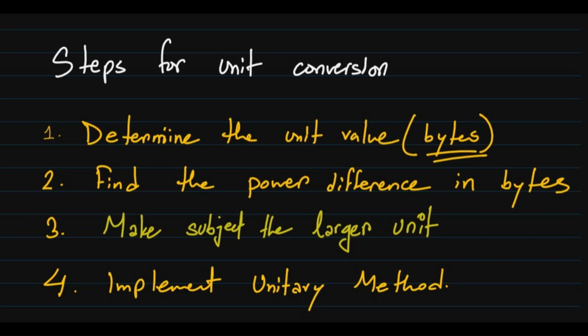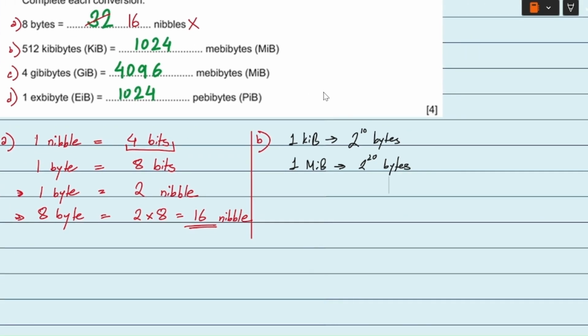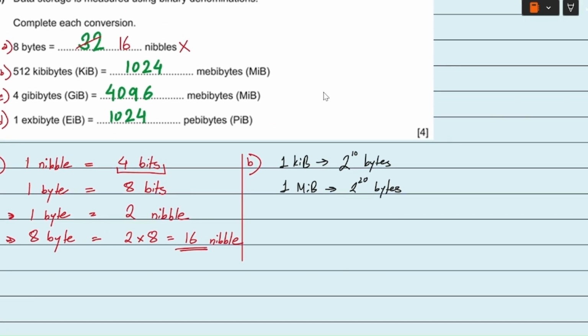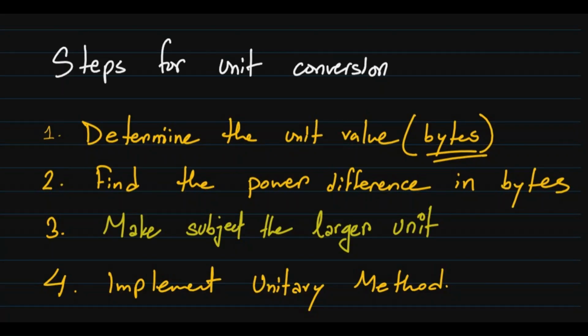So step 1, determine the unit values in bytes. In the question we need to convert from kibibyte to megabyte. So here goes the unit value in bytes for both of the units. 1 kibibyte is equal to 2 raised to the power 10 bytes. 1 megabyte is equal to 2 raised to the power 20 bytes. So the power difference is 10.